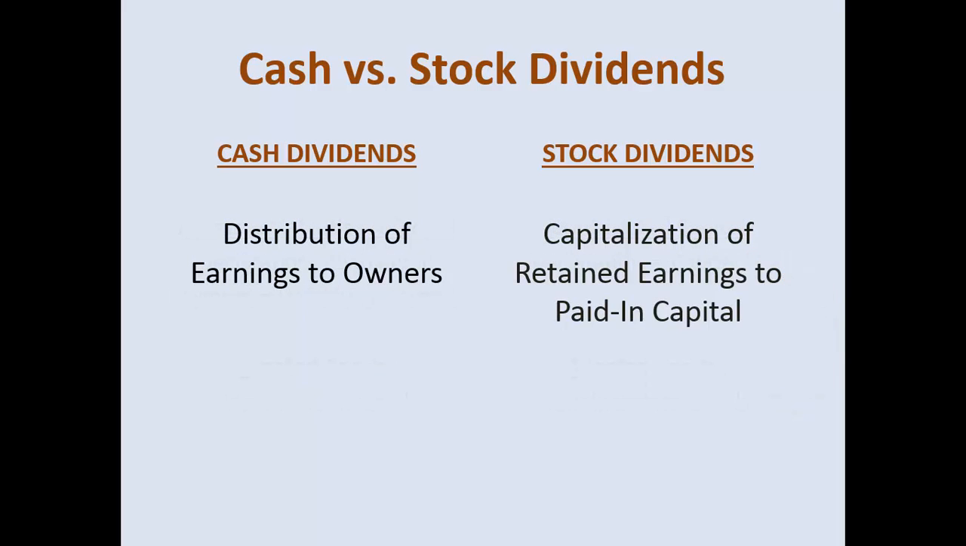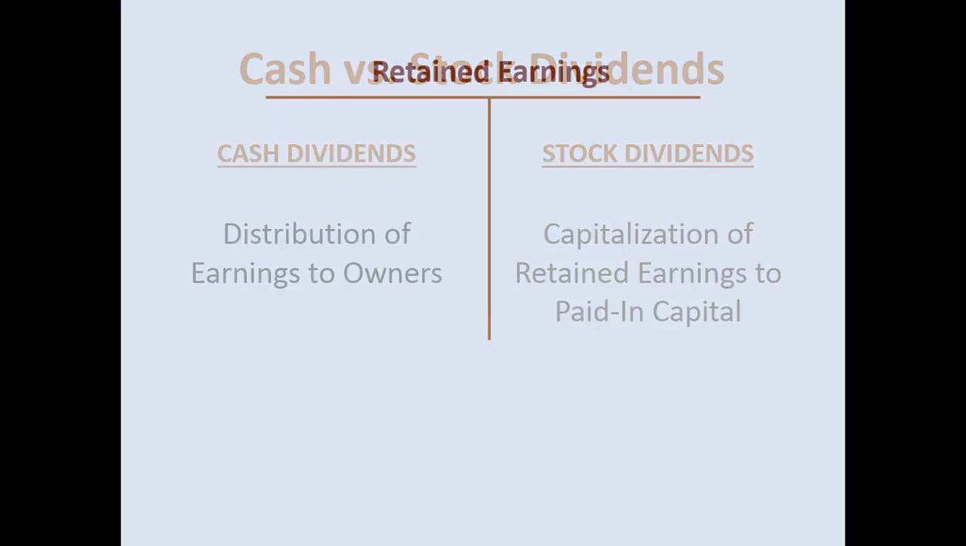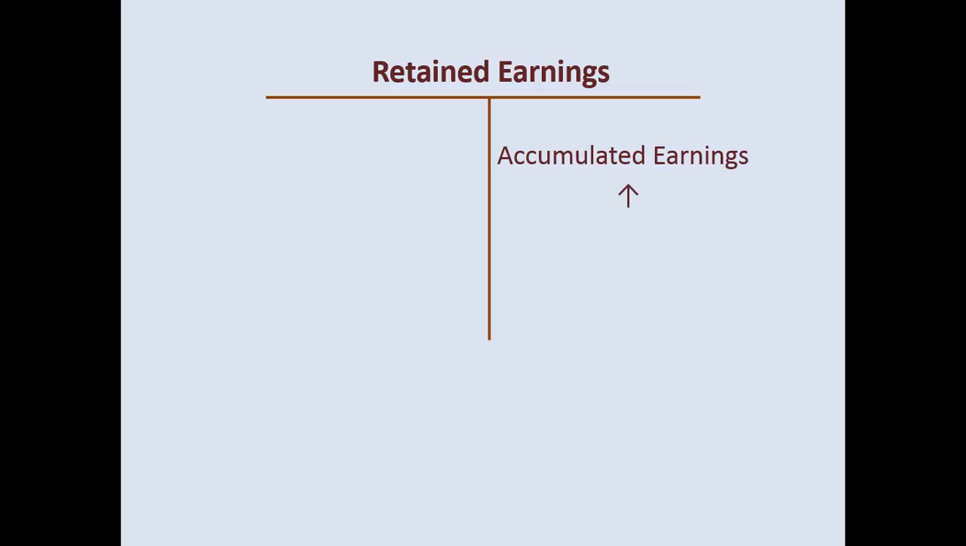A cash dividend is a distribution of earnings to the owners, while a stock dividend is a capitalization of retained earnings to a paid-in capital account. Kind of a strange concept at first. But in the end, all dividends come out of retained earnings.